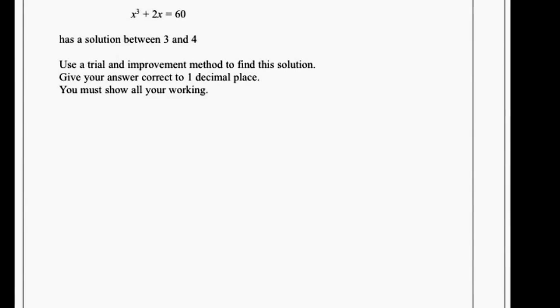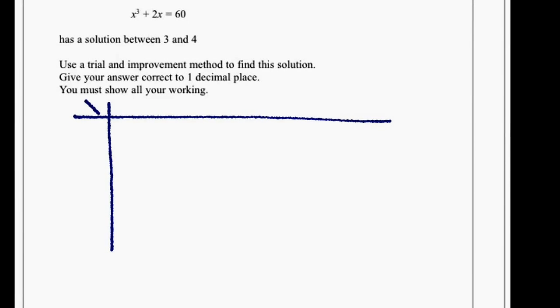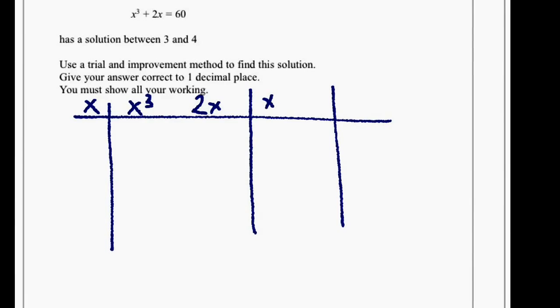Okay, so I'm going to just draw myself a bit of a table, I think. I'm going to have my x values here. I might try and work out my x cubed, my 2x, and I might add them together so that I get the full answer, x cubed plus 2x, and then I'm going to have too low or too high here.